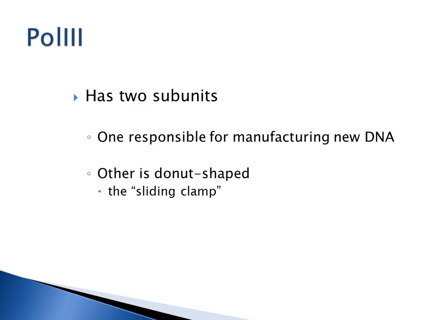The enzyme DNA polymerase 3 has two subunits. One of those subunits manufactures that new strand of DNA. The other subunit is a donut shape, and it's considered the sliding clamp. That donut shape wraps around the single-stranded DNA and moves along that single-stranded DNA.